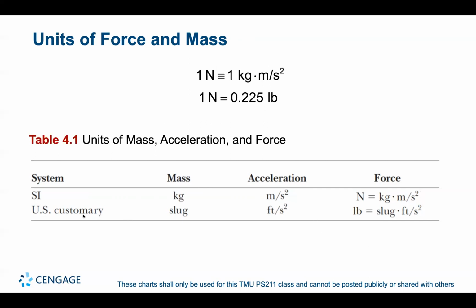For US units, that would be slugs feet per second squared. And so 1 Newton is 1 kilogram meter per second squared, and in terms of US units, it's 0.225 pounds, just to give you some perspective.